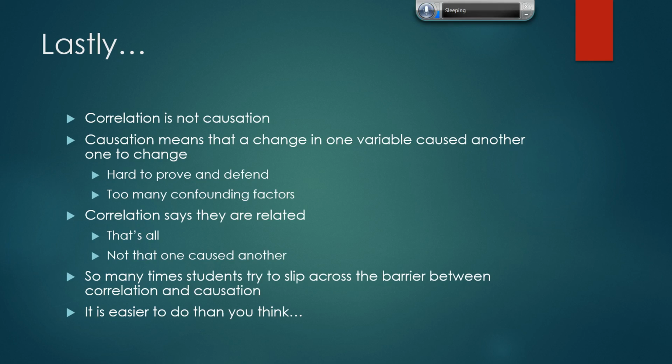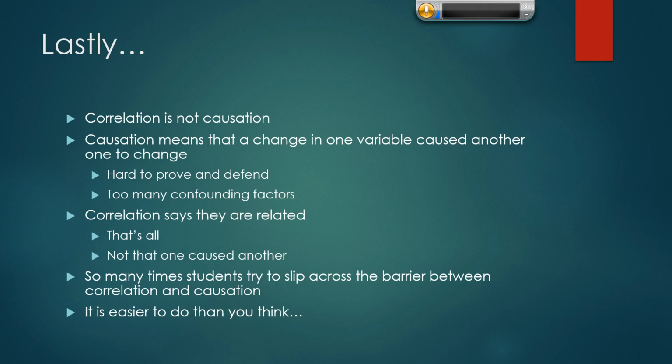Causation means that a change in one variable causes a change in another variable. So, these are very tightly controlled experiments where you take 2 groups of people that are similar in every way, and you make sure that there are no differences and no confounding factors, and you change one thing and see if it changes something else. It's really tightly controlled. So those kinds of experiments are really hard to prove and really hard to defend. And there are just too many confounding factors.